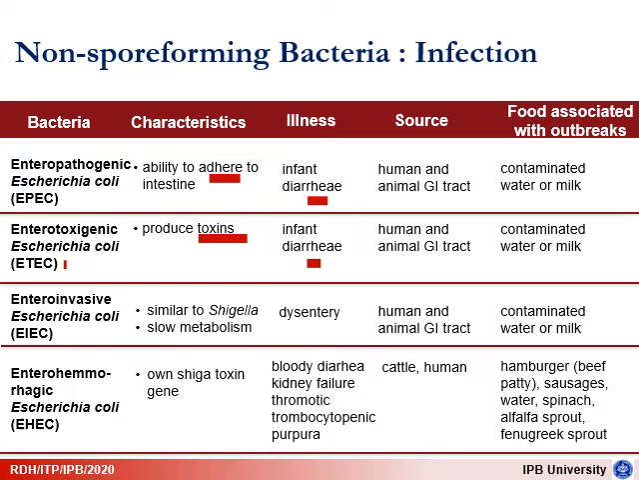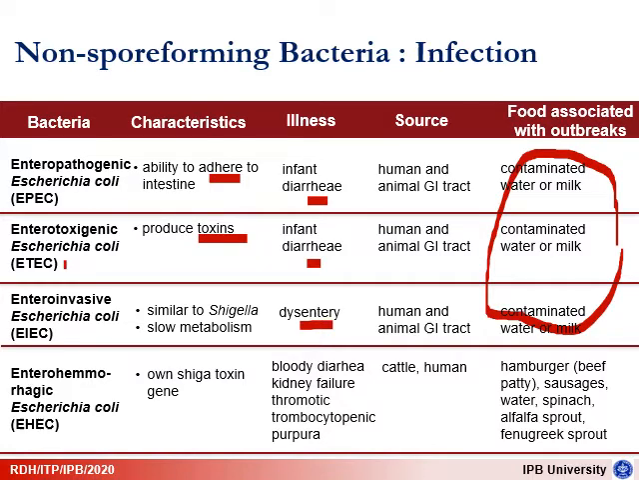So the third one is enteroinvasive E. coli, which has a characteristic similar to Shigella. It causes dysentery, and similar to the other two E. coli, they are all related with water and milk. The fourth group is more food-related.